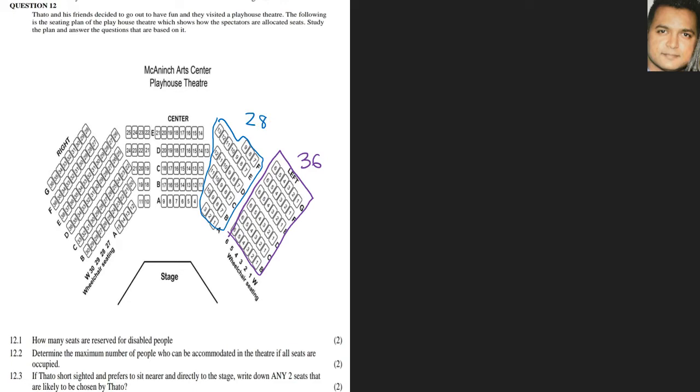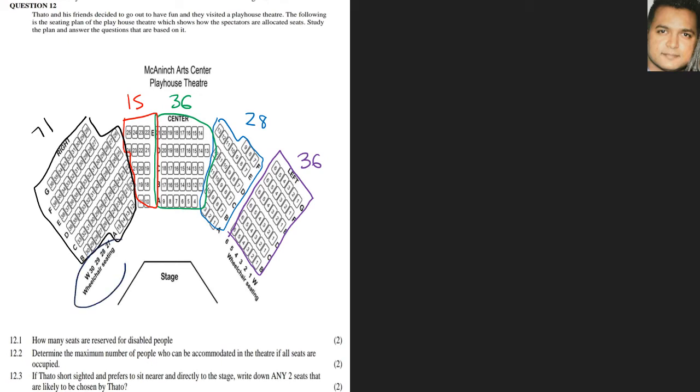Then we come to this section here. This section here will give us an amount of 36 seats. Then we come to this section here, and this section here would give us an amount of 15 seats. Next we come to this large portion here. This area here gives us 71 seats. And lastly we have, remember, the wheelchair section, and that gives us an amount of 10 seats.